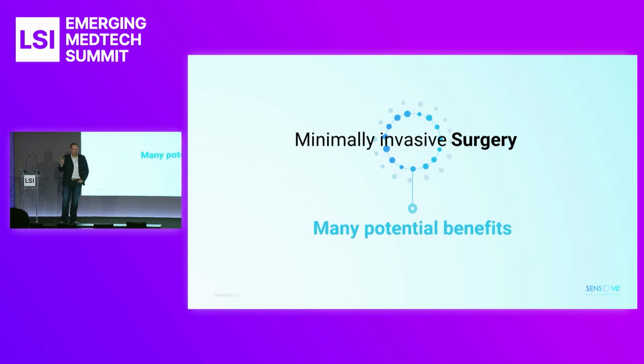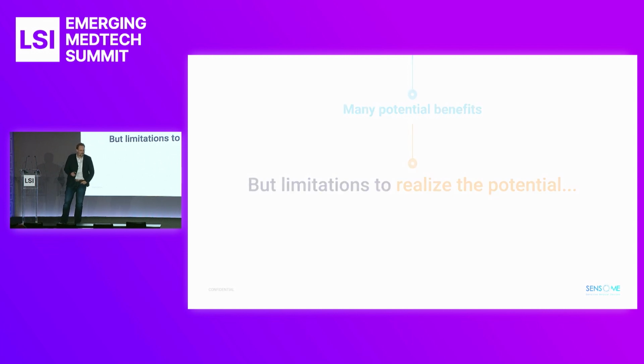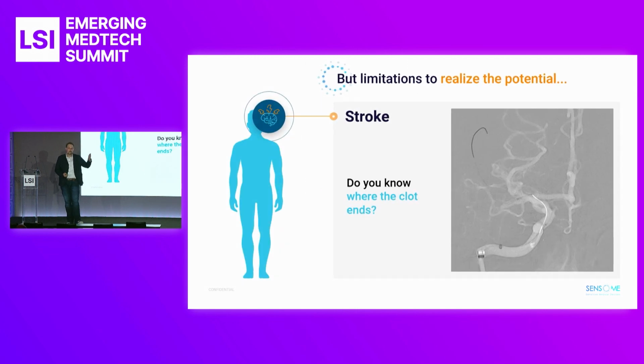Now, there's many, many upsides, but there's also limitations today in order to reach the full potential of these treatments. In order to show you what I mean, let's go into three examples. So the first one is stroke.